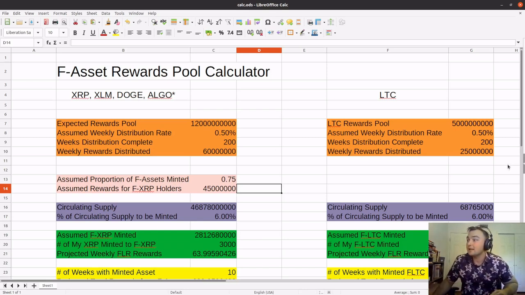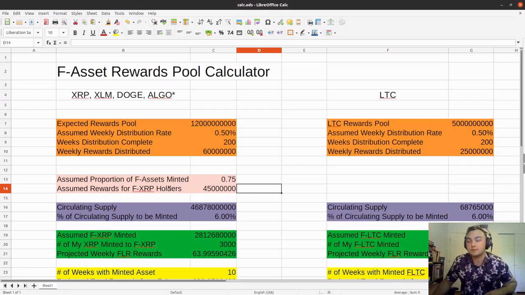On the right-hand side, distributing 0.5% per week. Again, our week's distribution is complete, so the amount of time it would take before the distributions ran out would be 200 weeks. The rewards pool will run dry. It means that in the Litecoin pool, there will be 25 million Spark tokens distributed weekly to those who mint FLTC. Now on the left-hand side, you can see the assumed proportion of F assets minted and the assumed rewards for FXRP holders.